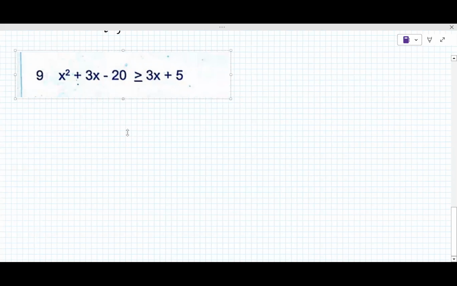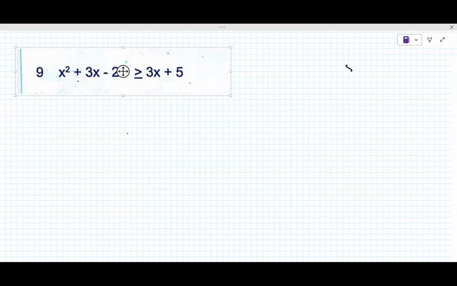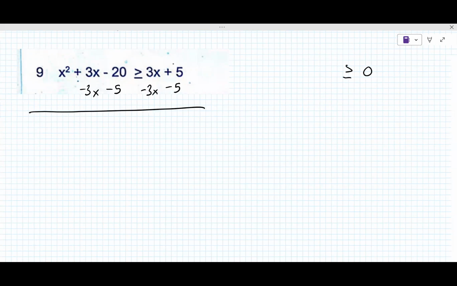All right, so just like in the previous problem, you really want 0 on one side, which means you have to get rid of this 3x and get rid of this 5. How do you undo these two things on the right-hand side? Wouldn't you subtract? Yes. Subtract 3x, subtract 5. So you can do that right underneath. You don't have to make a big deal out of it. The 3x's do cancel, and it becomes x squared minus 25 greater than or equal to 0.